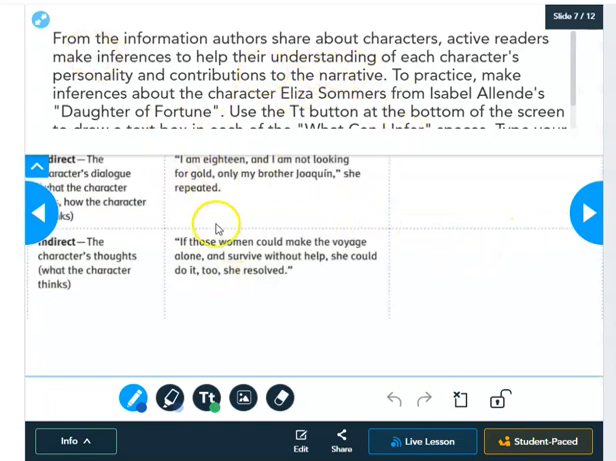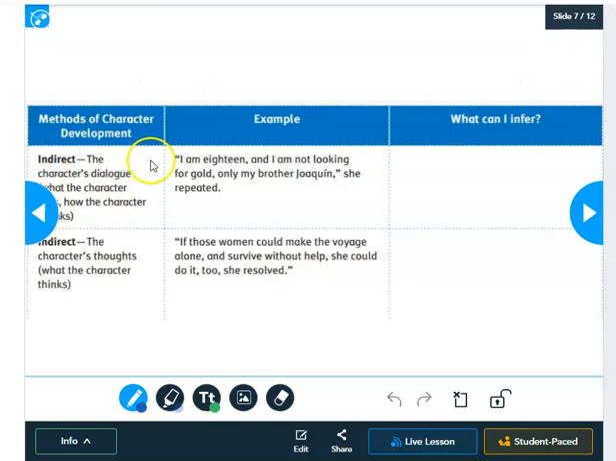So this is a section from the book. It's a little bit hard to see here because we have the directions, but this is a table directly from the book, and it's going to give you different methods of character development. So these first two are going to be examples of indirect characterization. This one focusing on things the character says, their dialogue. This one is focusing on the character's thoughts. And then we have an example. And what can you infer? What can you tell from this?